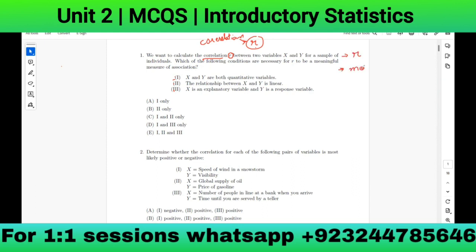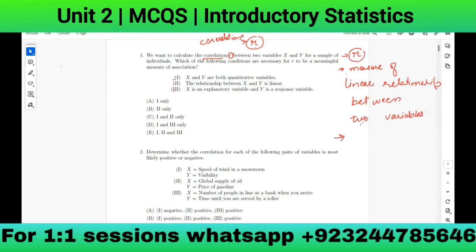It is a measure of linear relationship between two variables. Keep noting the small points in your notebook, this will help you learn better. Write that correlation is denoted by R. It is a measure of linear relationship between two variables.